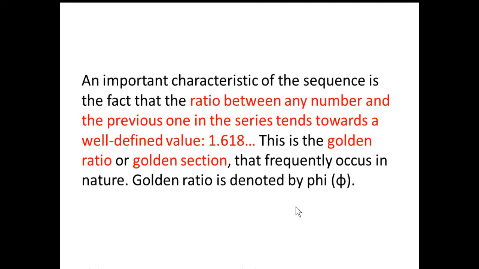An important characteristic of the sequence is the fact that the ratio between any number and the previous one in the series tends towards a well-defined value, and that is 1.618. This is the golden ratio or the golden section that frequently occurs in nature. The golden ratio is denoted by phi. So this is how they are related.